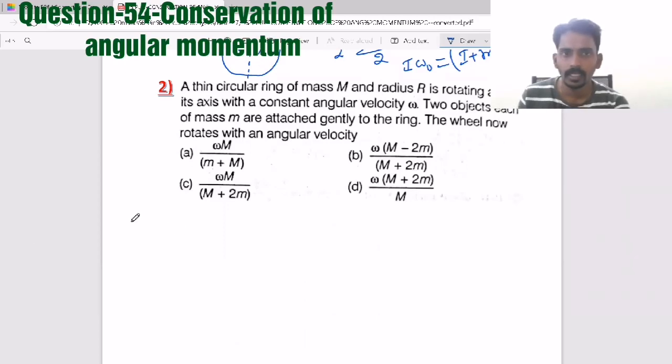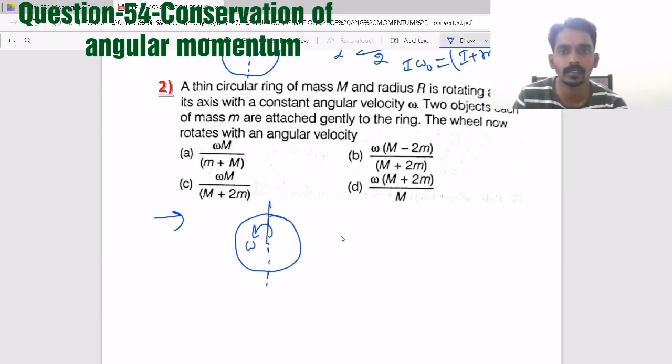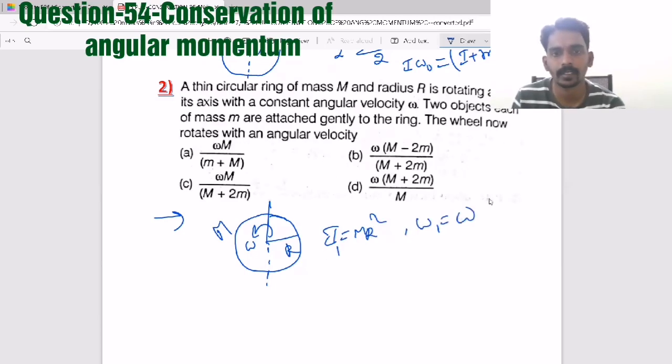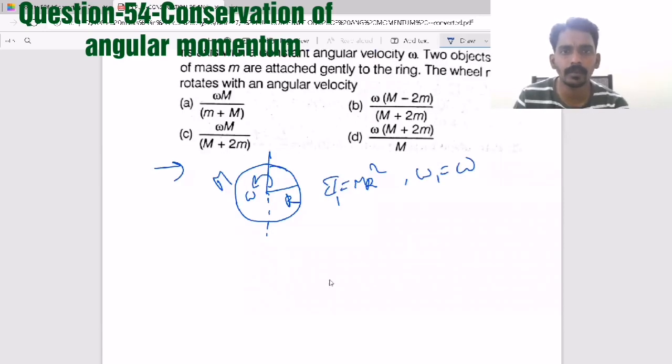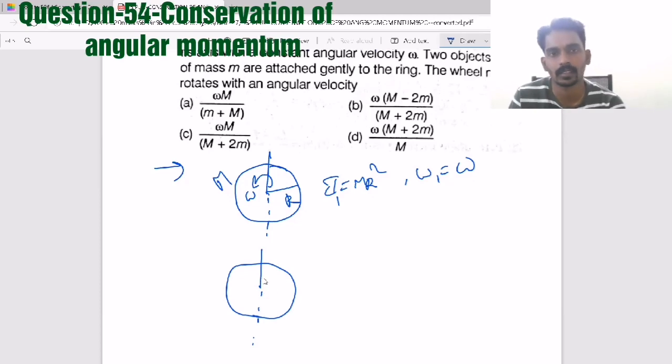Next. A thin circular ring of mass m and radius r is rotating about its own axis with an angular velocity omega. So one ring is there, rotating about its own axis with angular velocity omega. Mass is m, radius is r. Then the moment of inertia of the ring is mr square initially, and initial omega 1 is omega. Now two objects each of mass m are attached gently to the ring. As I mentioned, they say they are attached gently to the ring. The wheel now rotates with an angular velocity.